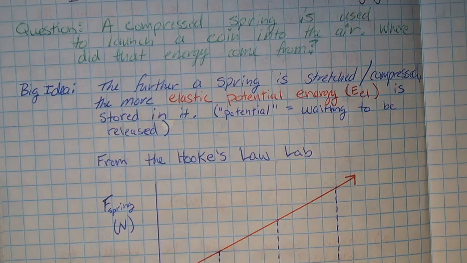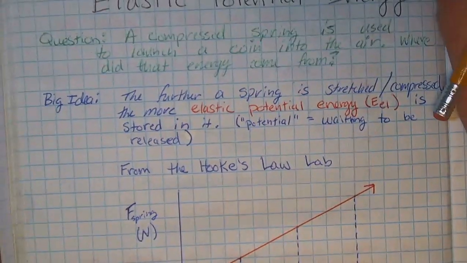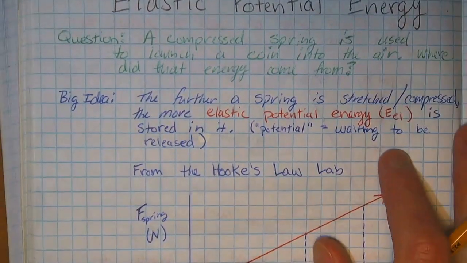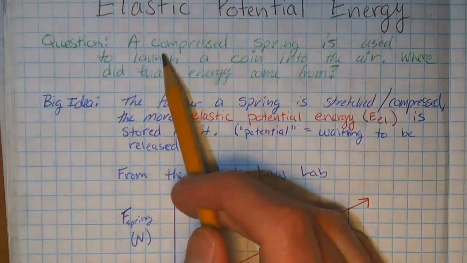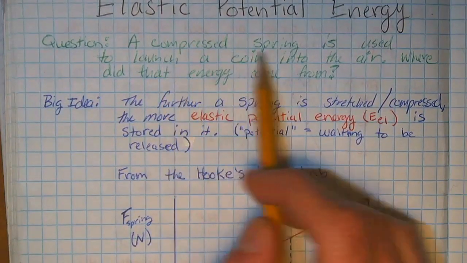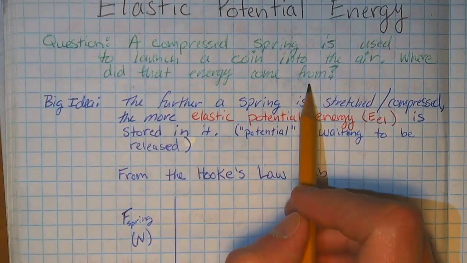All right. Hi, everyone. In this video, I am going over the physics journal about elastic potential energy. As we take a look at this, our guiding question is: a compressed spring is used to launch a coin into the air. Where did that energy come from?